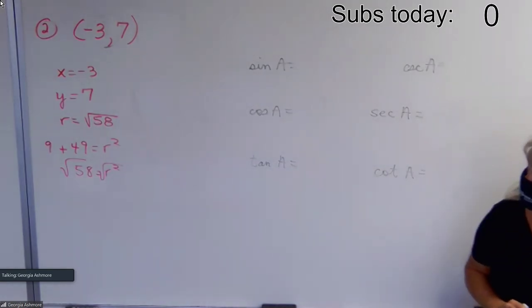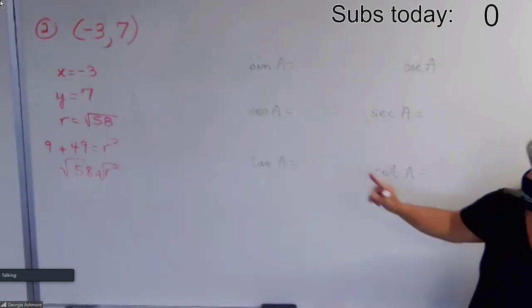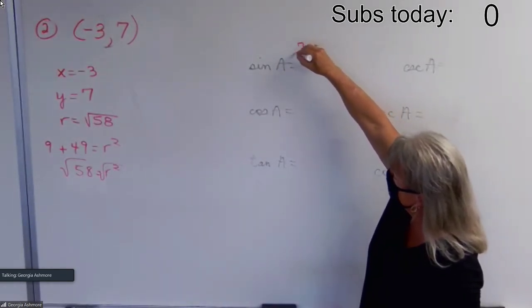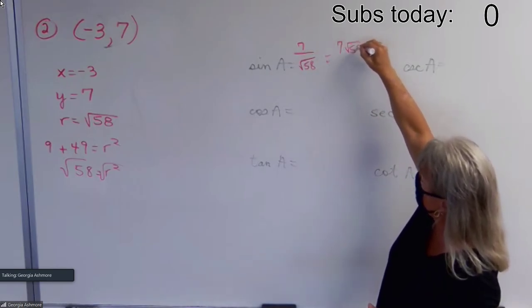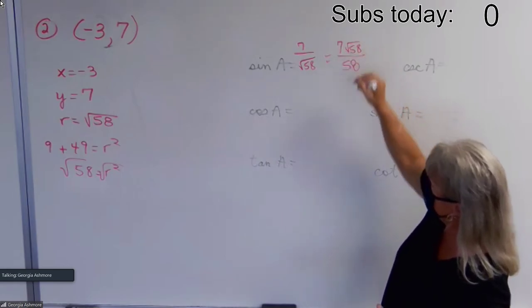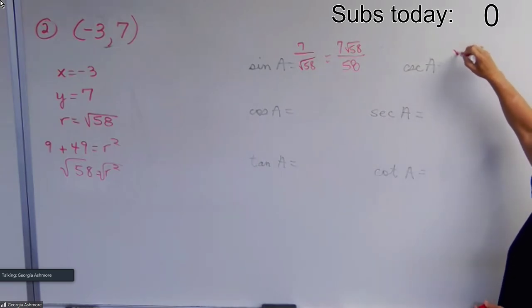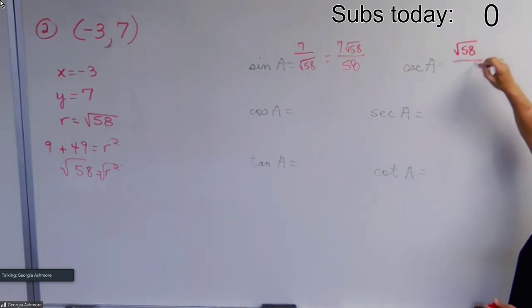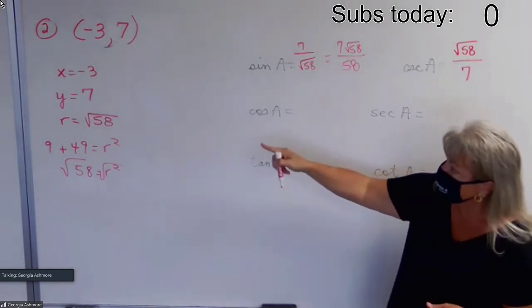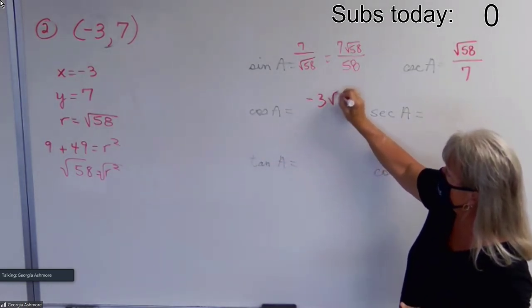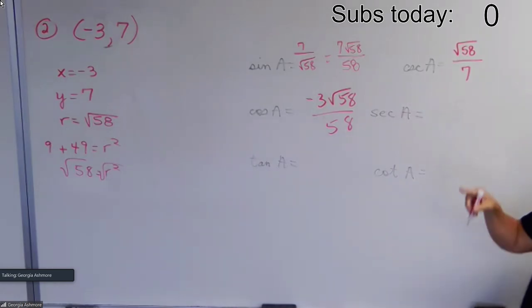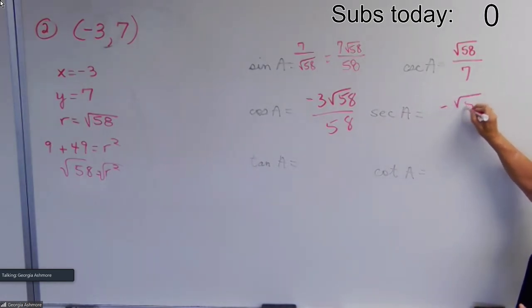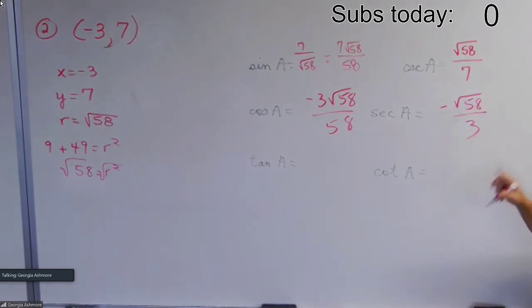And what would be the sine? Seven over square root of 58. So that's going to be square root of 58 over 58. The reciprocal of that is going to be square root of 58 over 7. Cosine is X over R, and I'm going to go ahead and rationalize, so -3 square root of 58 over 58. My secant is R over X, which is just the reciprocal, so square root of 58 over -3. Doesn't matter if you put the negative at the top or the bottom, just have it there.